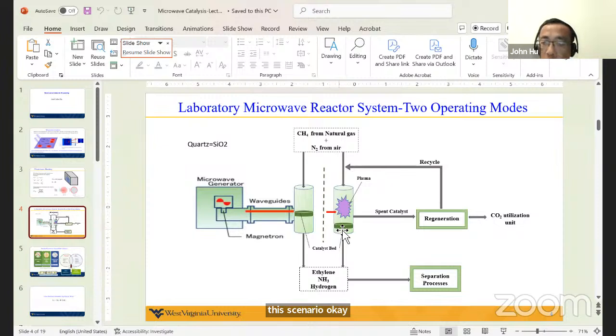In the next scenario, my catalyst is not in the microwave zone. This microwave zone is here. However, I use microwave to generate the plasma. This plasma is hot. It's not very hot, but the temperature is, let's say, 200 degrees C.